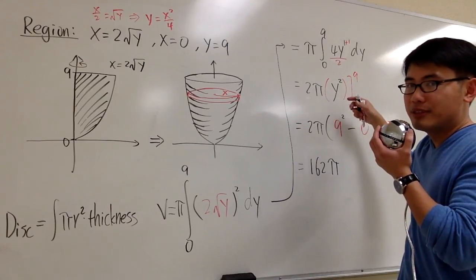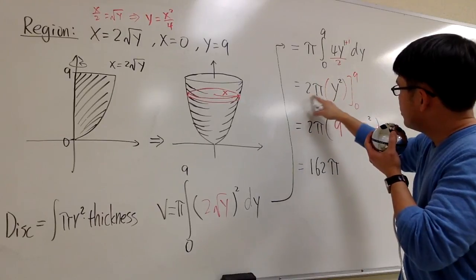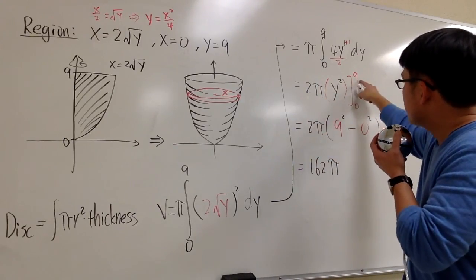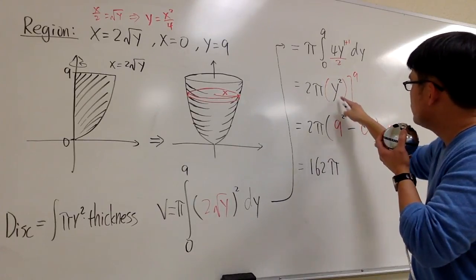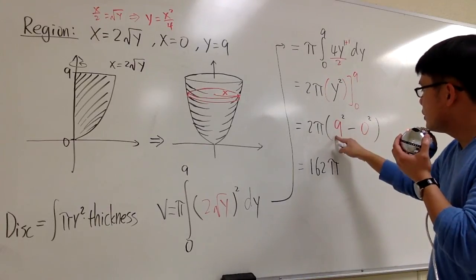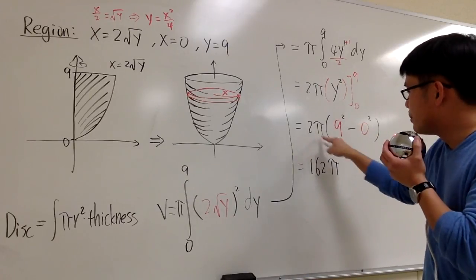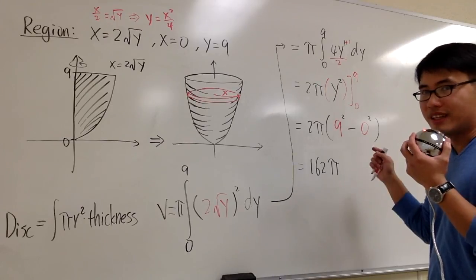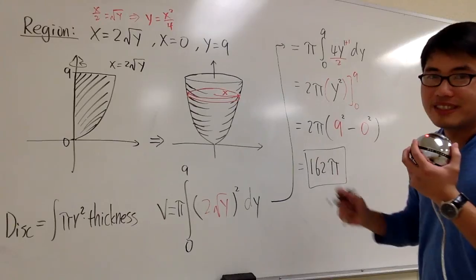I just have to plug in numbers now. The numbers are going from 0 to 9, and since 2 pi is just a number, you can leave it on the very outside. Plugging 9 into y, we have 9 squared, and then we subtract. Plugging 0 into y, we have 0 squared, so this part is gone. 9 squared is 81. 81 times 2 pi will give us 162 pi. And we are done. This is the answer for the volume of the solid. That's it.